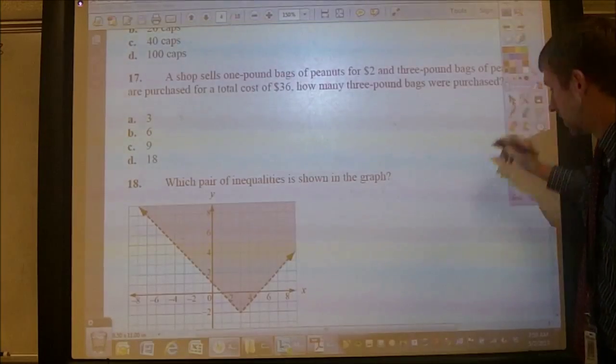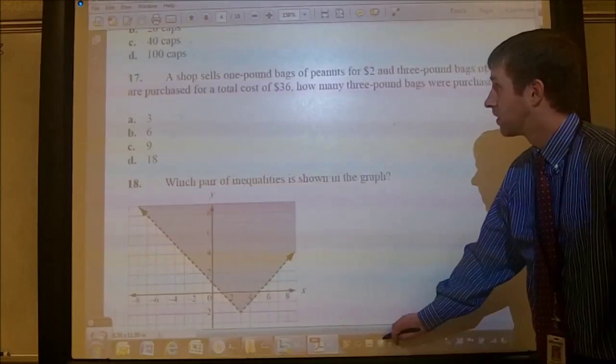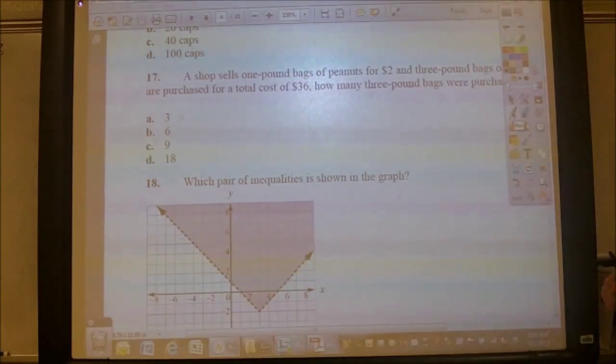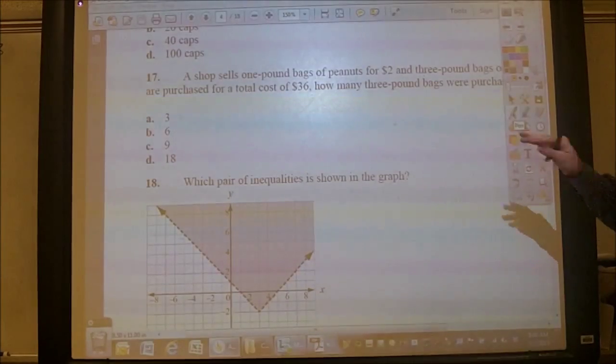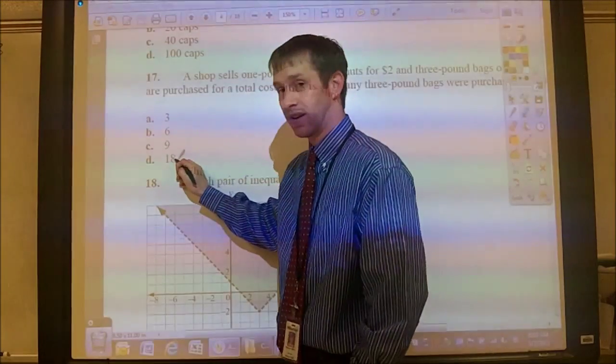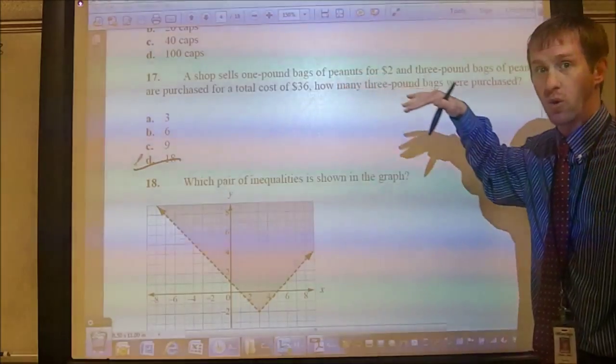slide this over so you can see it. If 9 bags are purchased, look at my answer choices. If 9 bags are purchased, how many 3-pound bags? You should be able to eliminate one of your answers right away. 18. They can't buy 18 3-pound bags if it told us they purchased 9 total.